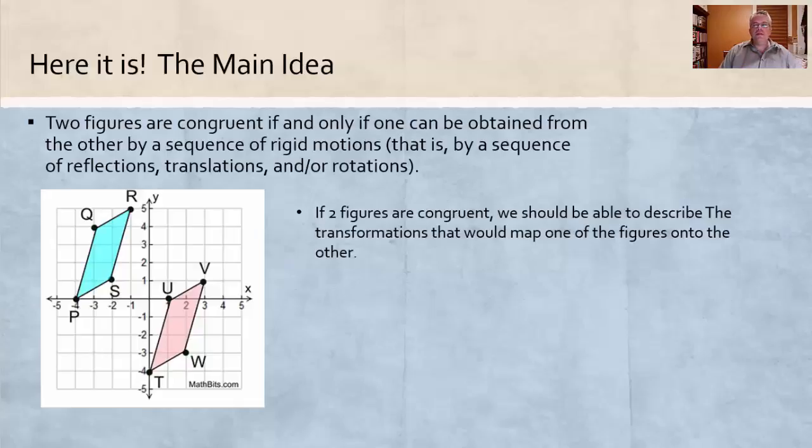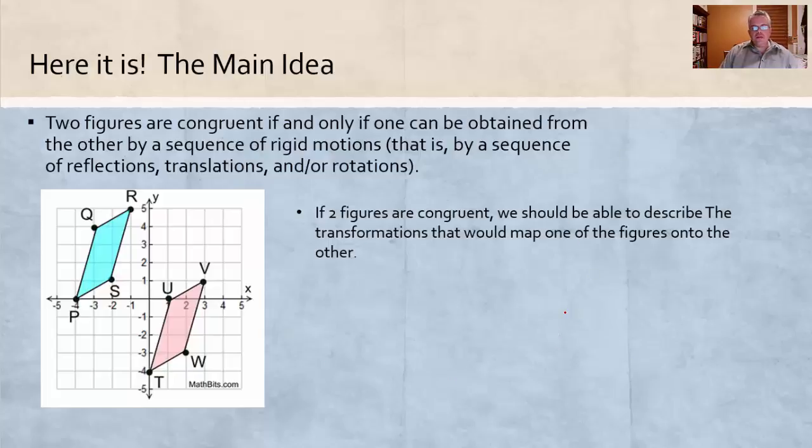Okay, well, here's the main idea, what this is all about. Two figures are congruent if and only if one can be obtained from the other by a sequence of rigid motions. That is, by reflections, translations, or rotations. That's our idea of congruence. That's a pretty important idea.